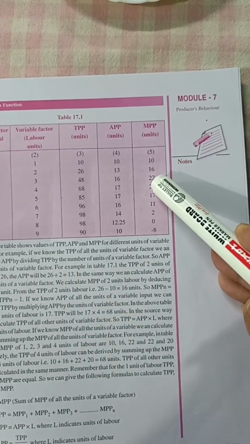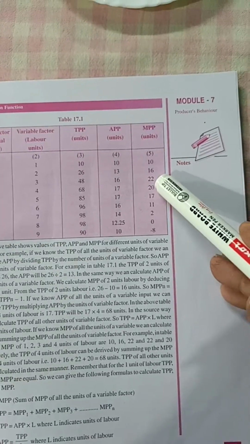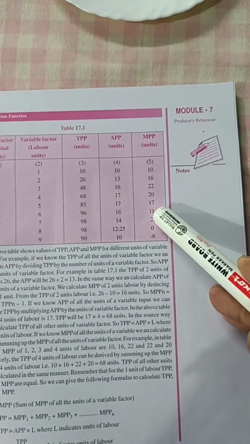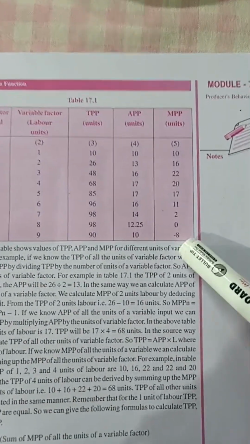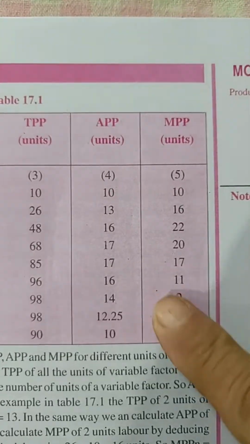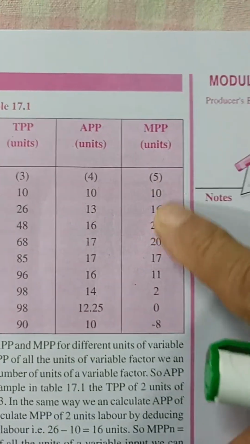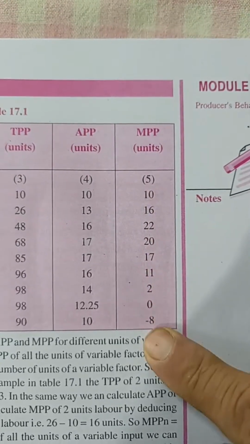Rising, yes, rising from 5 to 22, then it is falling and falling. And interesting, the last point is -8. The last point is -8. So you are watching this, and this MP, okay, this is very important.